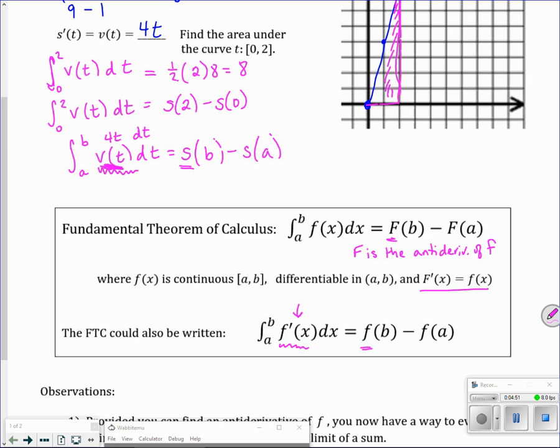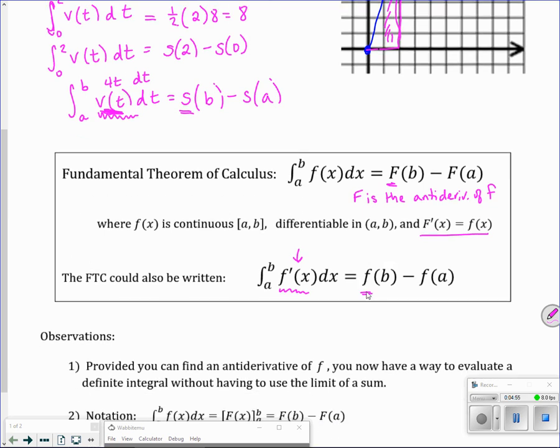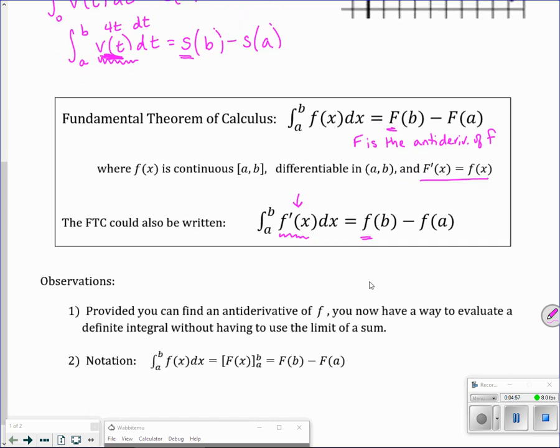Now let's look at how we're going to actually solve. So here are some observations. Provided you can find the antiderivative of this thing, which is saying the same thing as having f prime and finding f, then you have a way of evaluating a definite integral without having to use the limit of a sum.